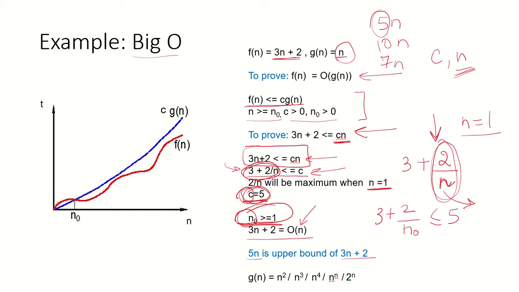Now if you see that g(n) is the upper bound of 3n plus 2, n square would also be an upper bound of this function.